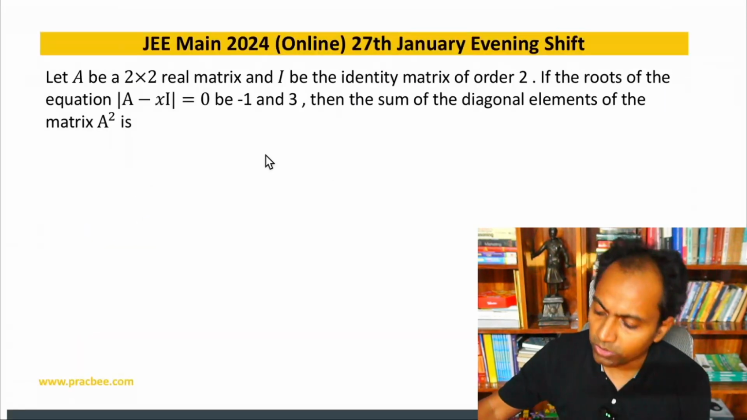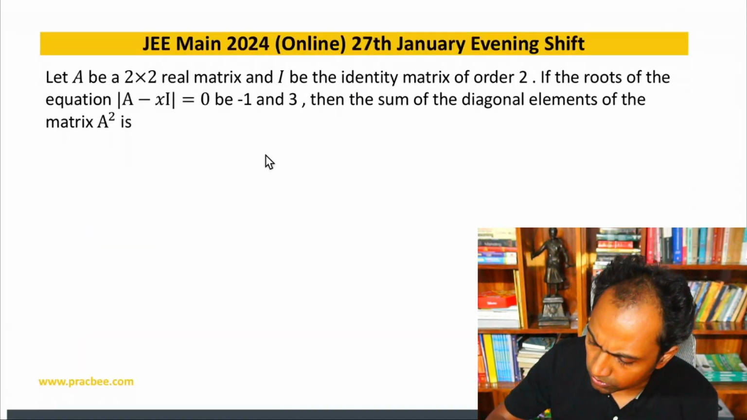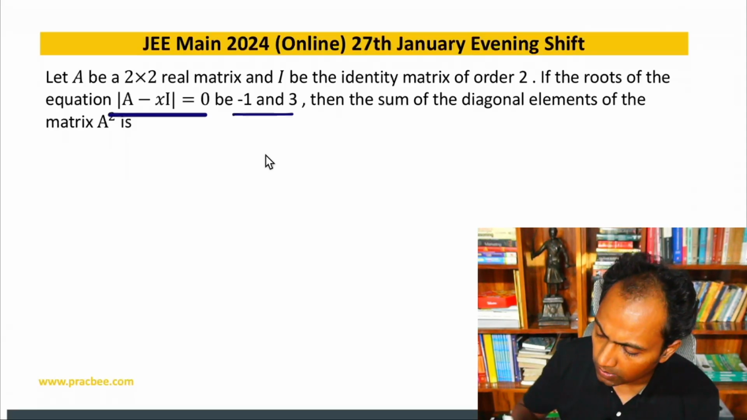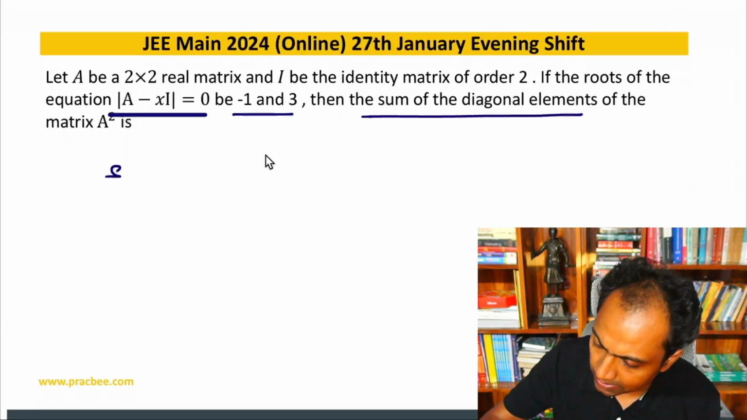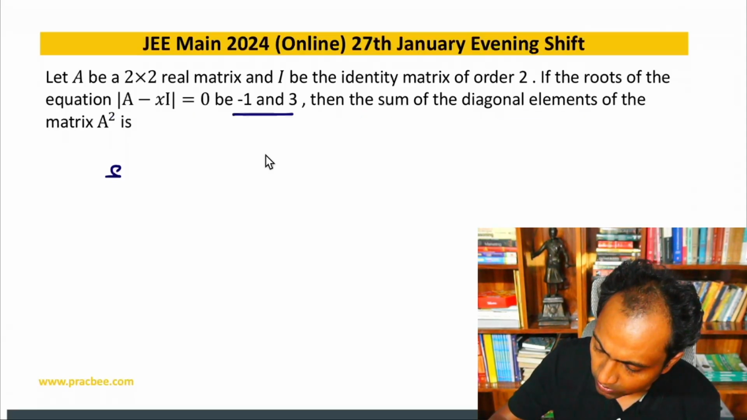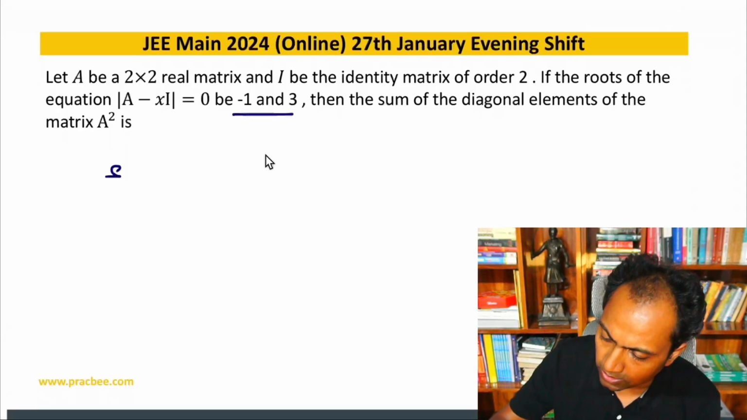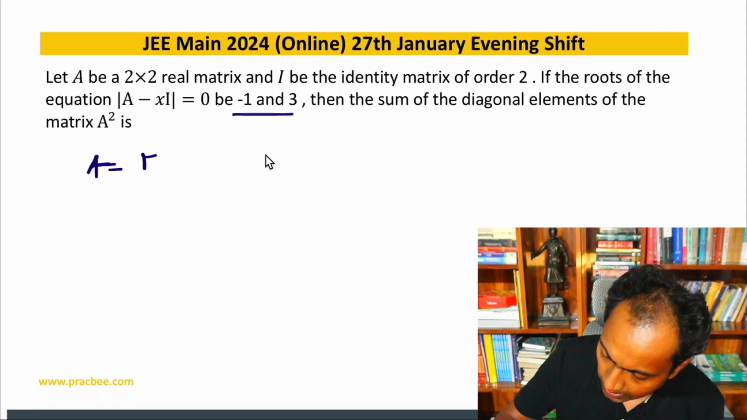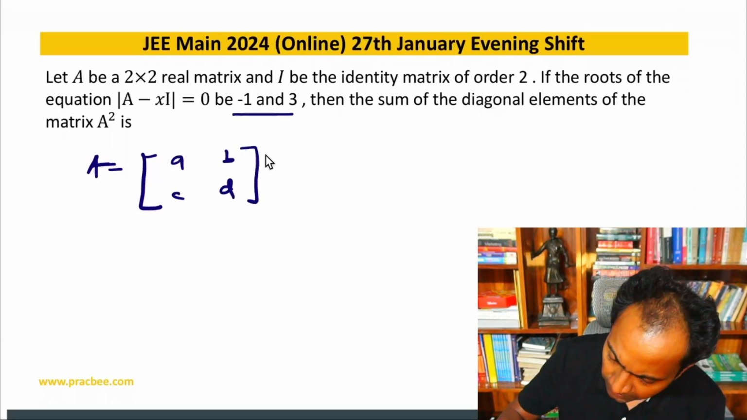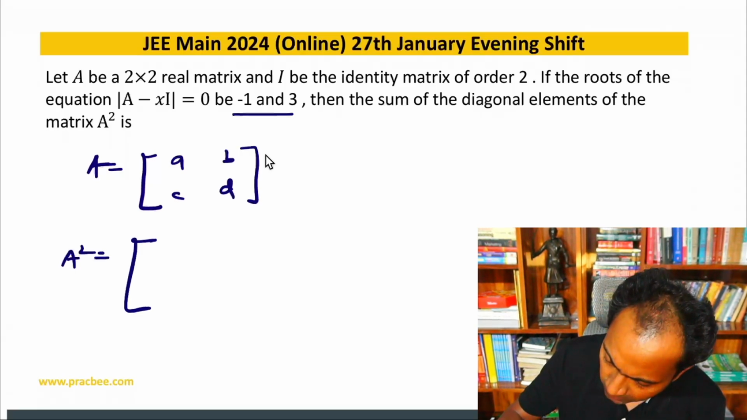Now again, if you look into this 2024 question, it is a straightforward question. It says that the characteristic equation has two roots, minus 1 and minus 2. What is the sum of the diagonal elements? Now we know that, and they are asking for A square, the sum of the diagonal elements. Now see, if we have A as nothing but a, b, c, d, and if I find the value of A square, let us see what will happen to it.